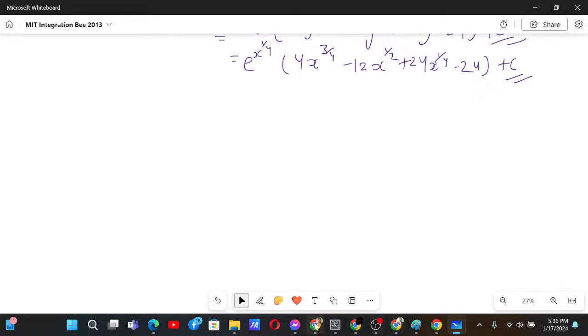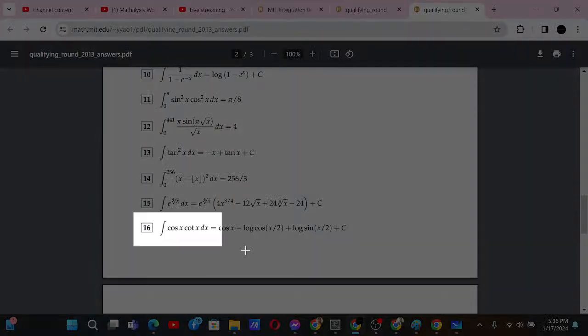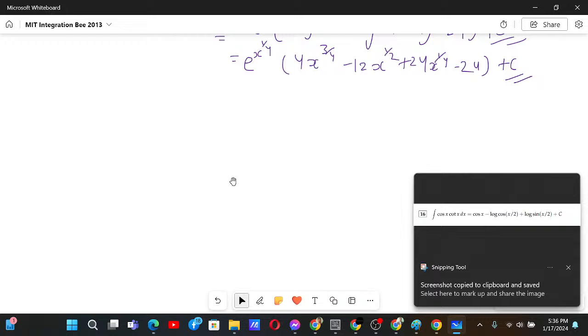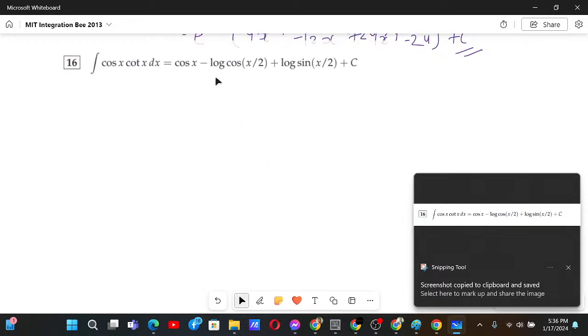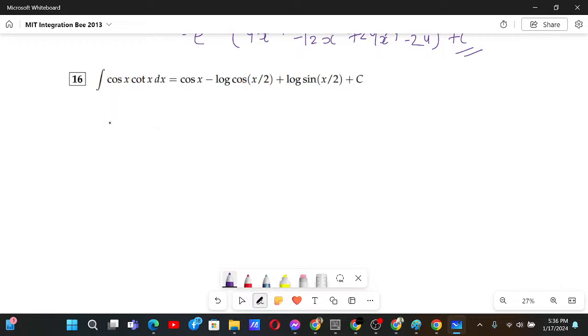Problem number 16. This one is not a hard problem, I think. I don't really know how hard or easy it is, but let's try.